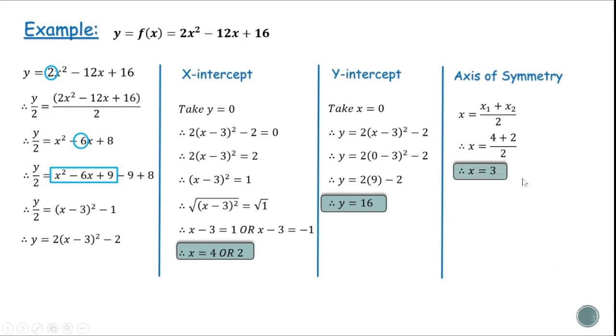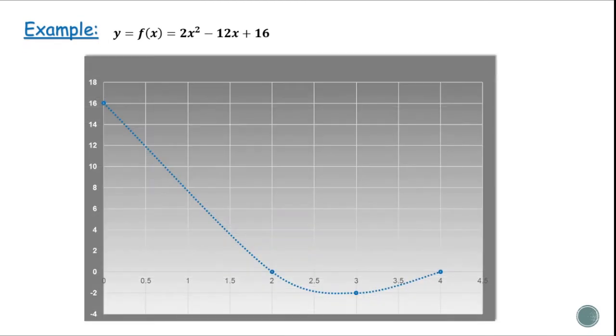You just replace this value in the given equation, and that will help you obtain the value of y, which will be minus 2. So ultimately, the graph formed will be of this kind if you plot the values we obtained there.